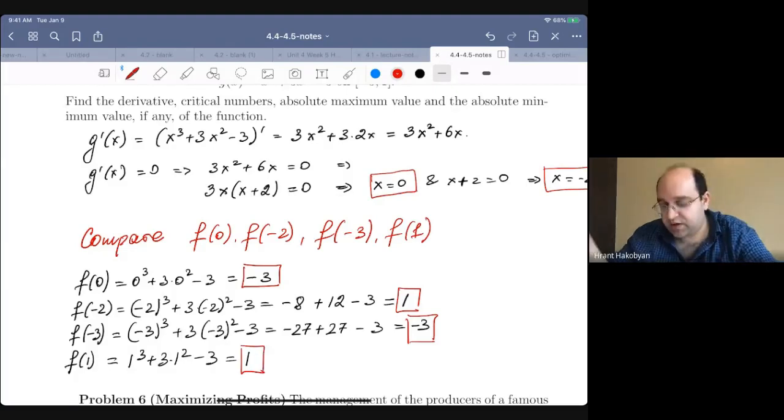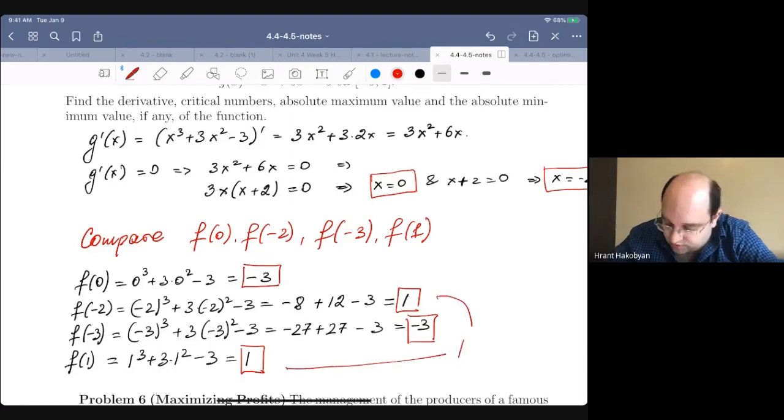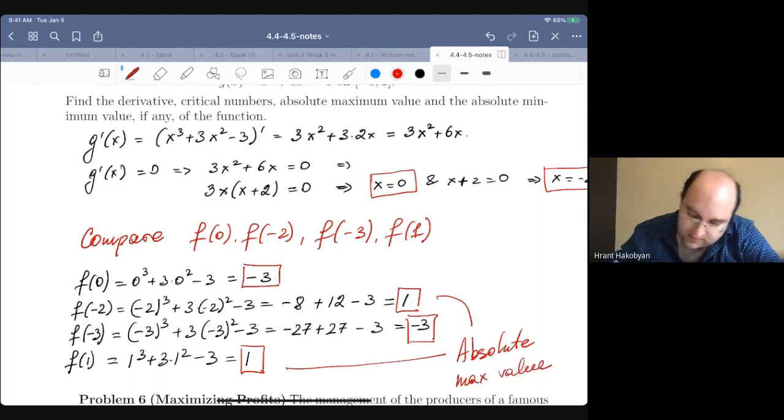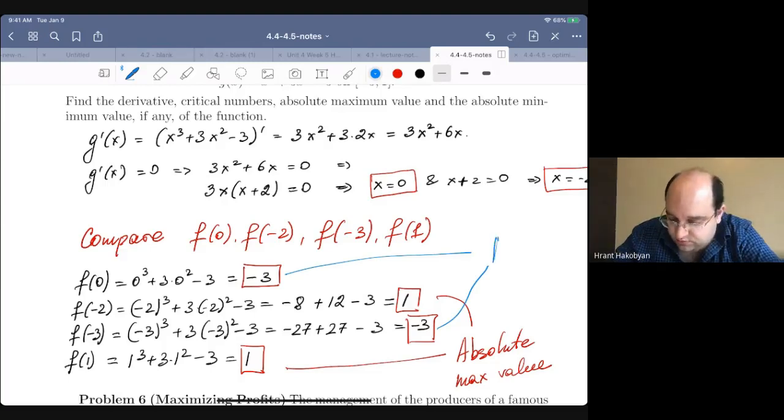Well, there's not many choices here, but that's what we have. There's just 2 distinct numbers here. So the absolute maximum value is going to be 1, right? If they were different, I would choose the largest one, but in this case, these two are the same. So 1 and 1 are the same, so these two together are the absolute maximum value. And these two together are the absolute minimum value.